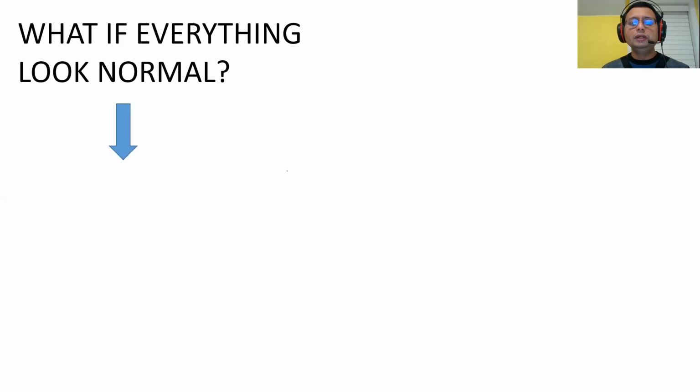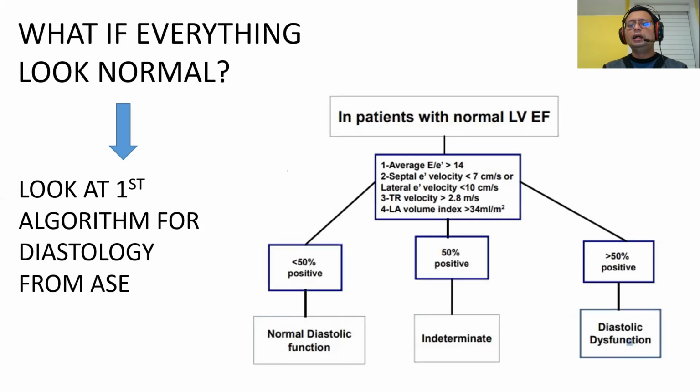So this is the algorithm that I show you, all right? And this algorithm consists of 4 parameters here. Look at this: average E over E prime more than 14; septal E prime that is less than 7 is abnormal; lateral E prime that is less than 10 is abnormal; TR velocity more than 2.8 is abnormal; and LA volume index more than 34 is abnormal. Now, if you remember, this is part of our 10 parameters that I asked you to remember. That's why I asked you to remember them.